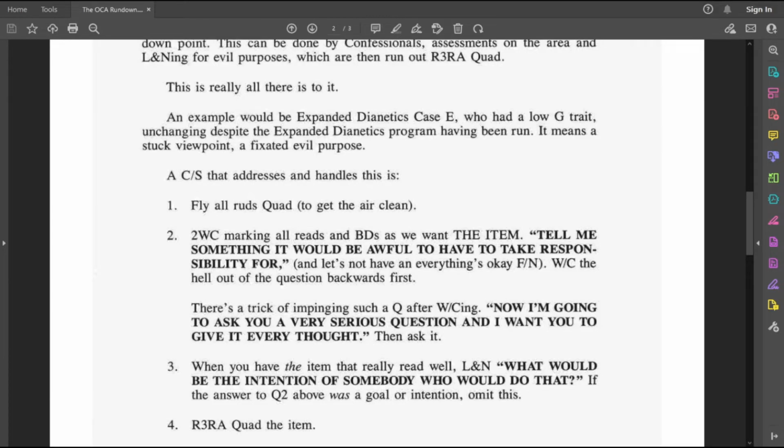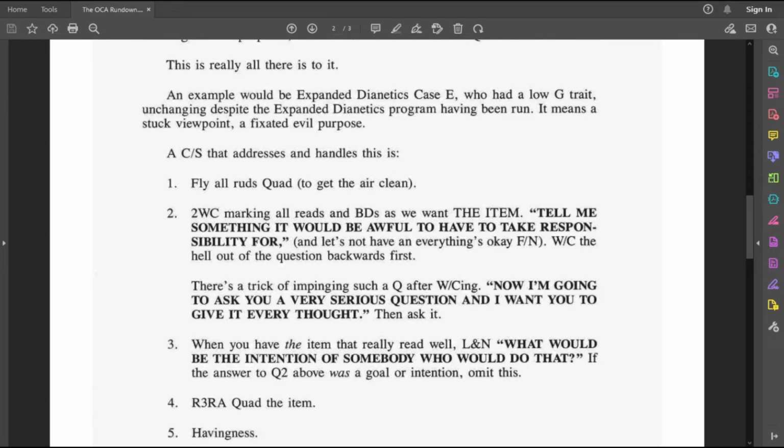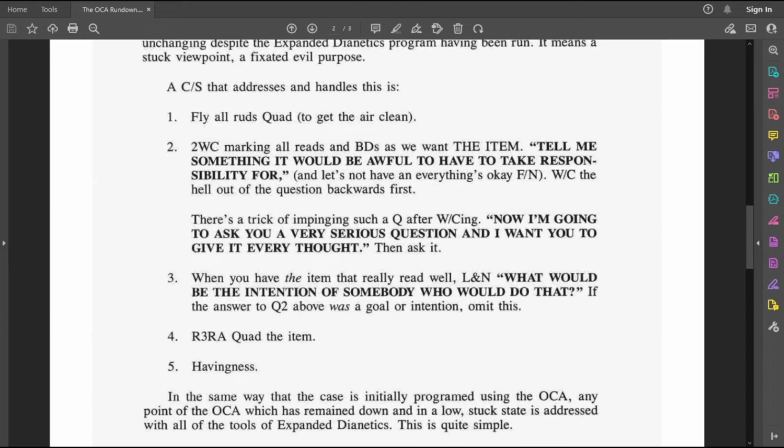Word clear the hell out of the question backwards first. Word clear the hell out of the question. There's a trick of impinging such a question after word clearing. Now I'm going to ask you a very serious question, and I want you to give it every thought. Then ask it. When you have the item that really read well, list in null, what would be the intention of somebody who would do that?